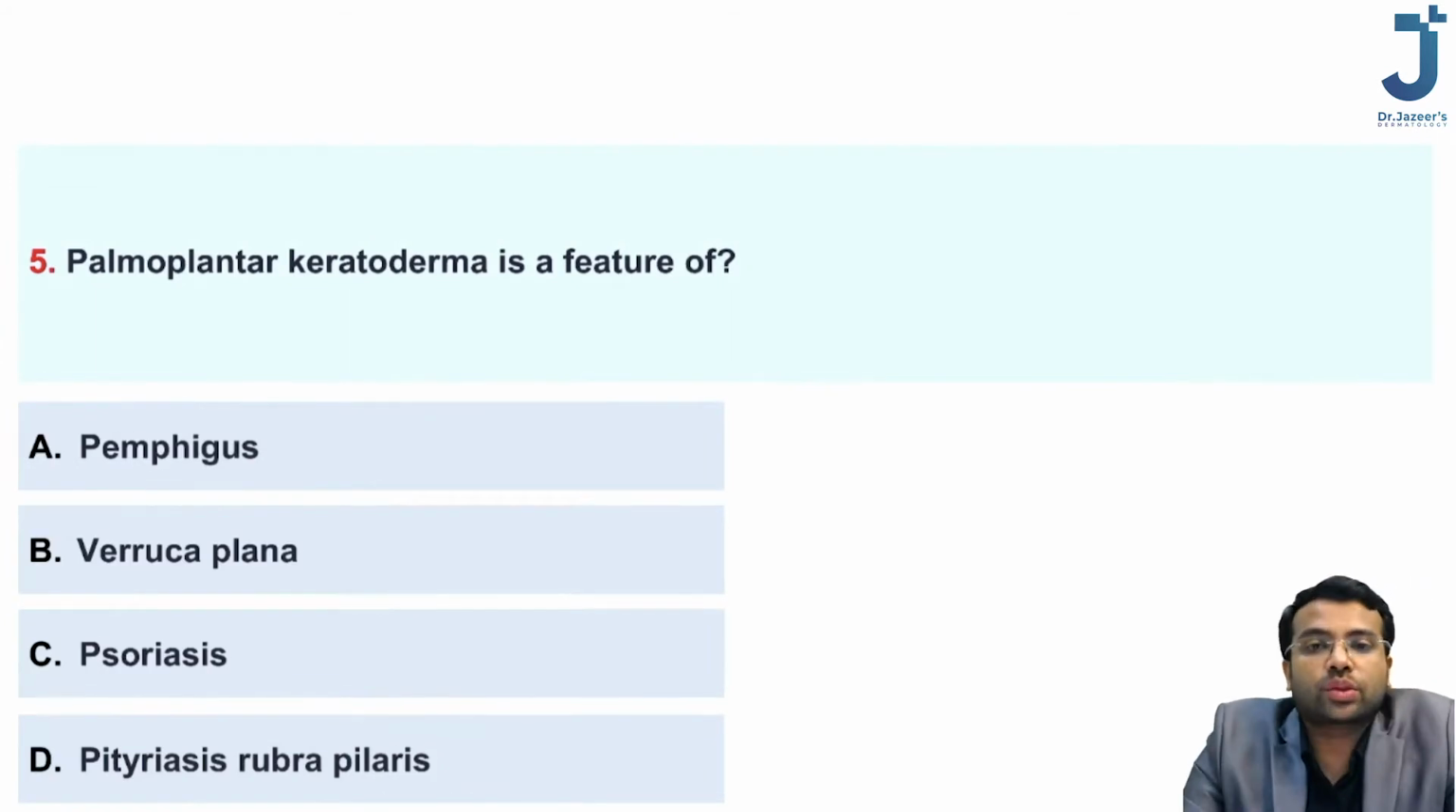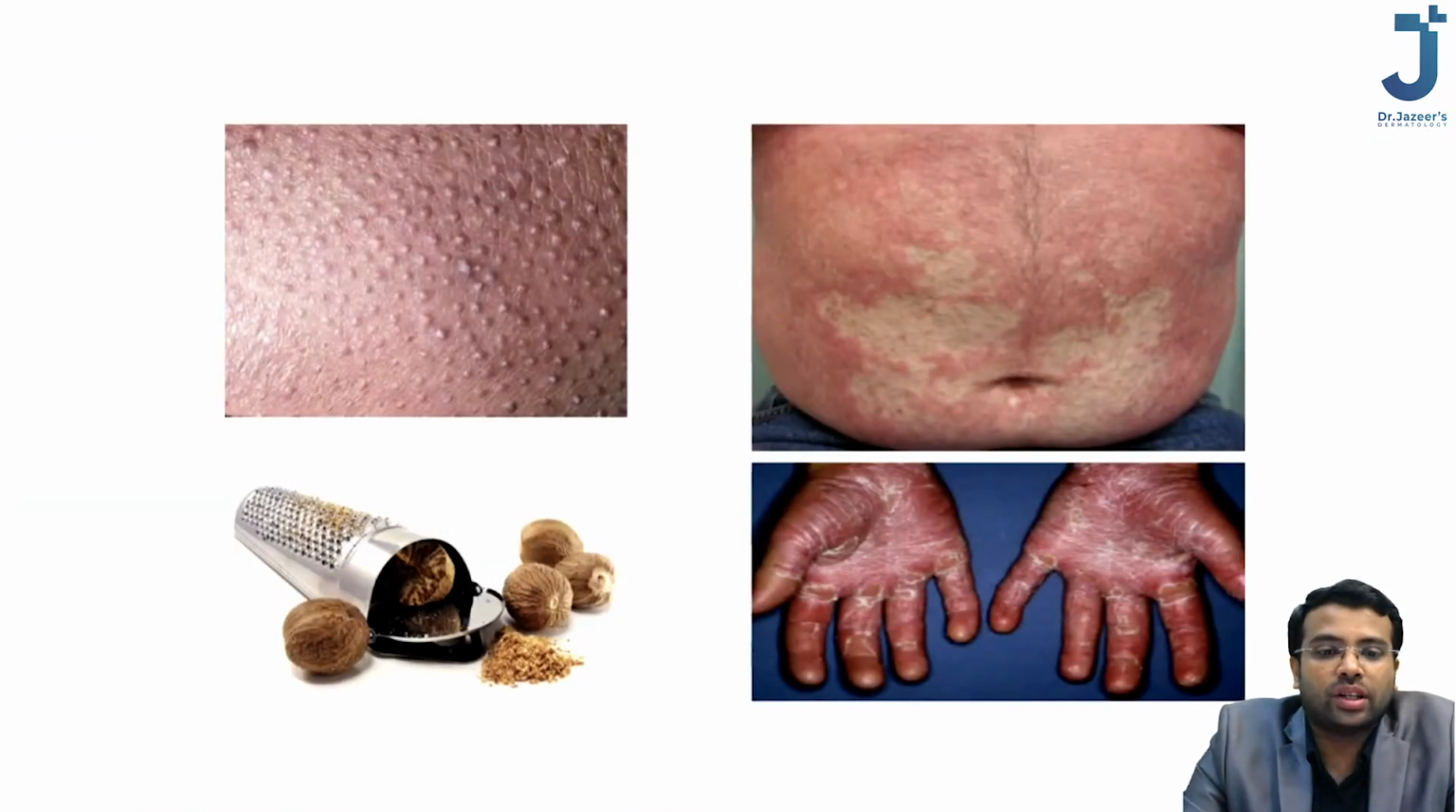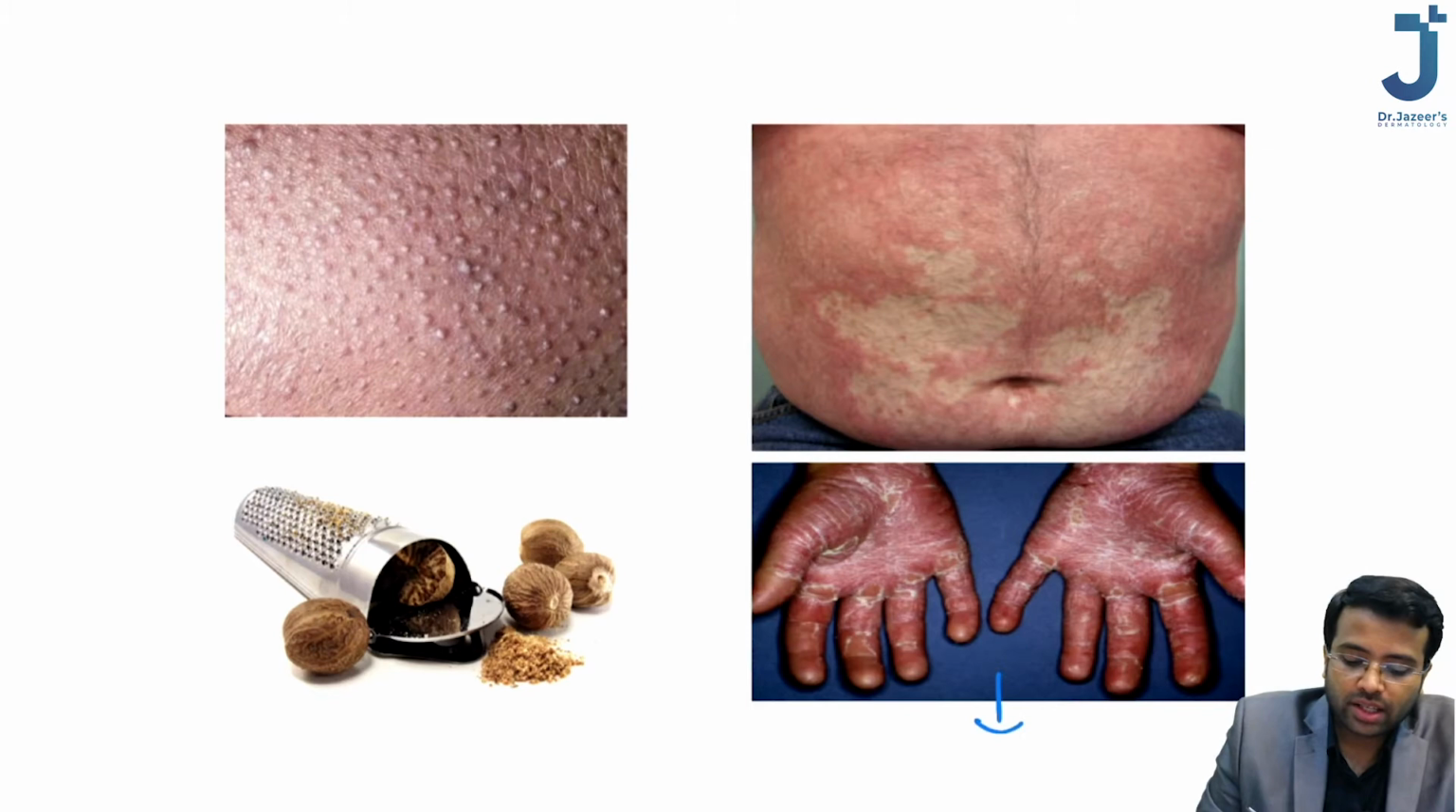So let us see the next question: palmoplantar keratoderma is a feature of. Options are pemphigus, verruca plana, psoriasis and pityriasis rubra pilaris. So what do you mean by palmoplantar keratoderma? Let us see the next image, this is called palmoplantar keratoderma.